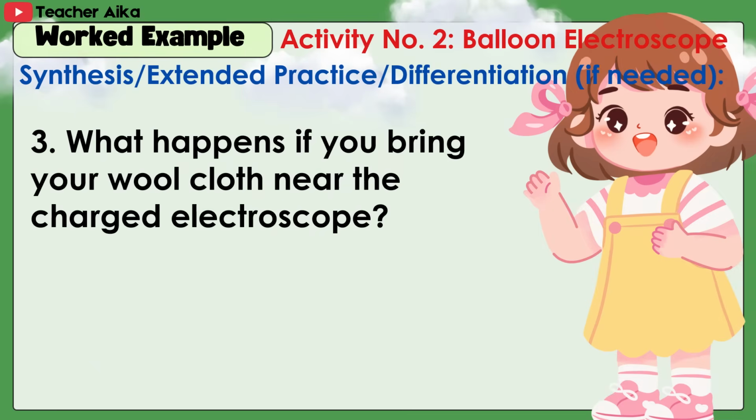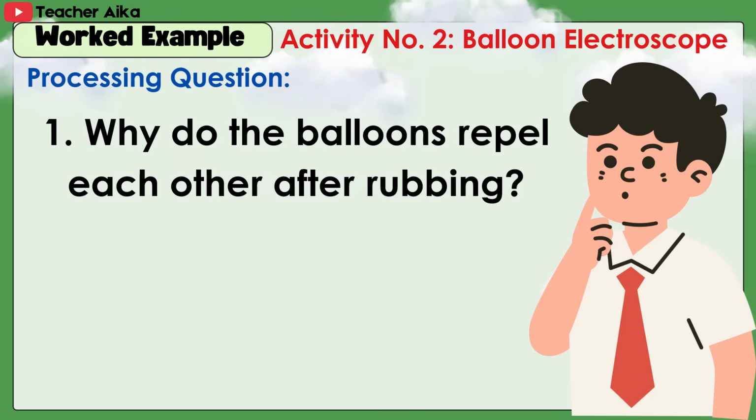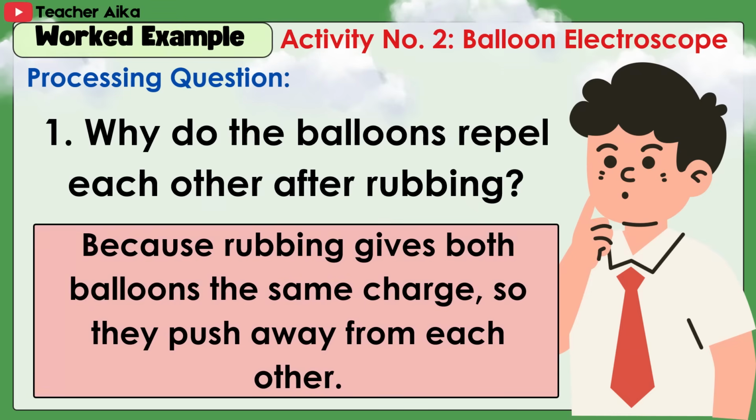3. What happens if you bring your wool cloth near the charged electroscope? 4. What happens if you bring a third charged balloon near the charged electroscope? Processing question. 1. Why do the balloons repel each other after rubbing? Answer: because rubbing gives both balloons the same charge, so they push away from each other.